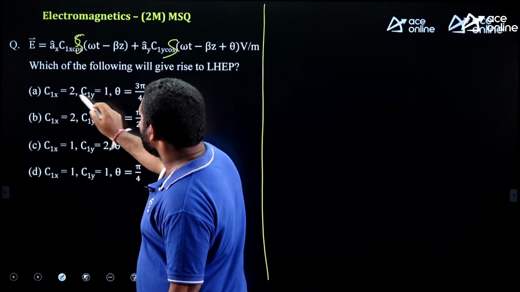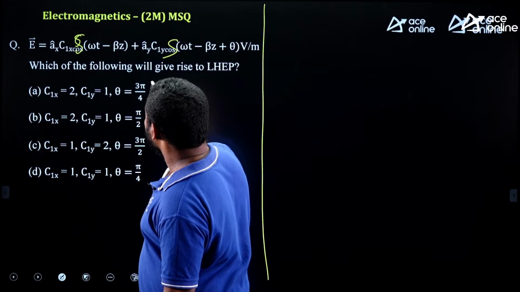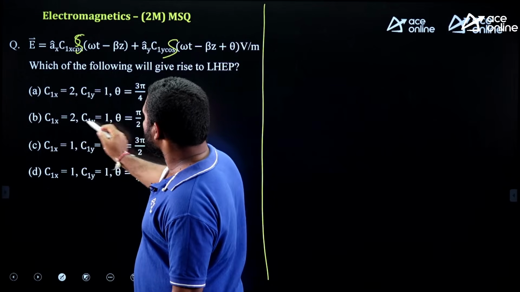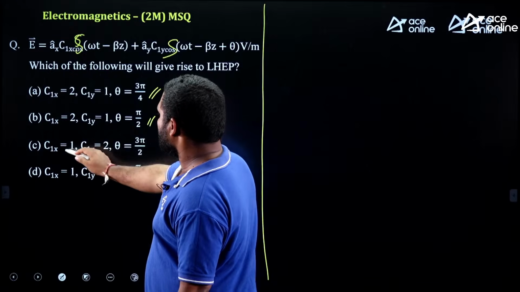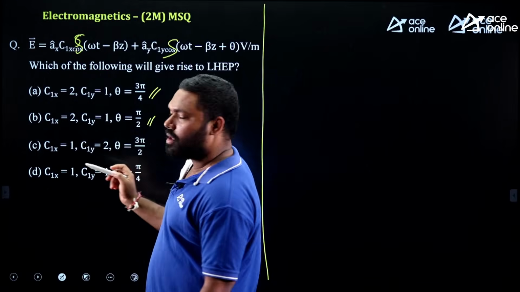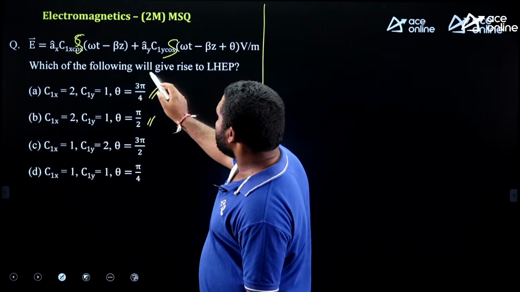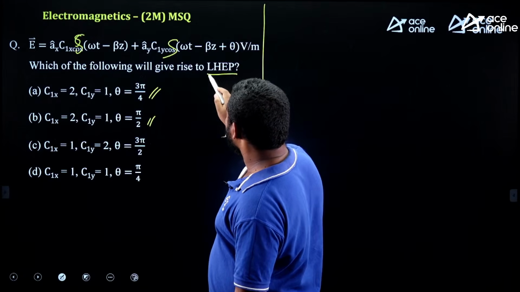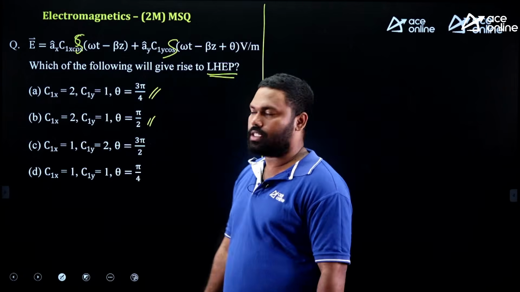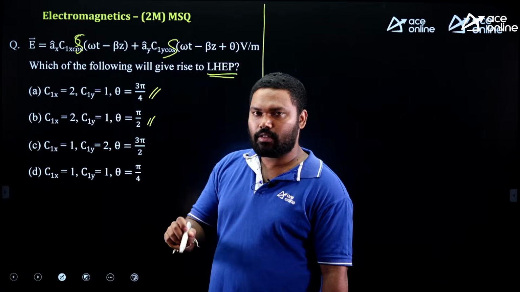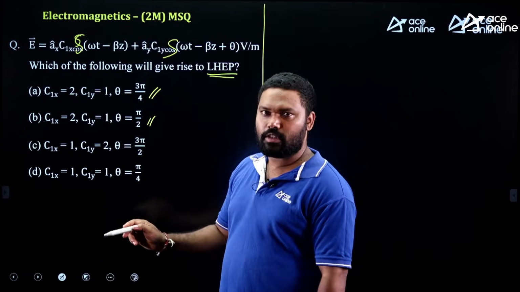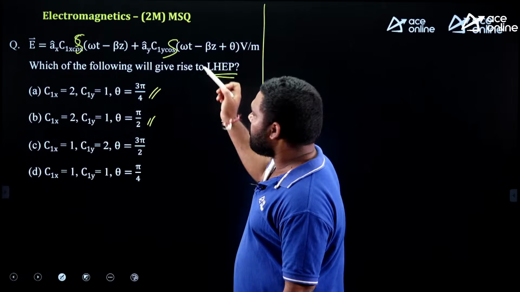Here the magnitudes are 2, 1, and the angle is this much. It is magnitudes 1, 2. What is the condition? It is asking which of the following will give rise to left-handed elliptical polarization. So the angle should not be equal to 0. In all these cases, the angle is not equal to 0. So it's asking for left elliptical.